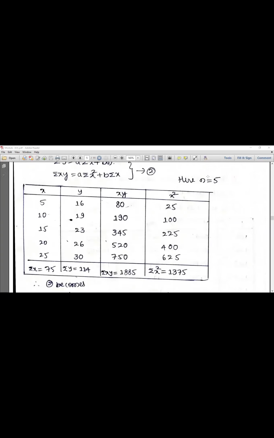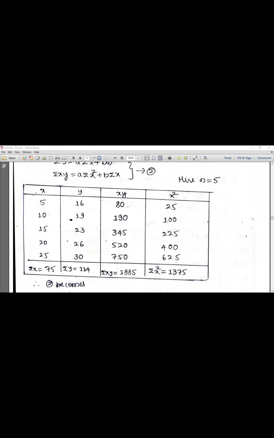I told you how n is 5. See, one value, this is the second value, this is the third value, this is the fourth value, and this will be the fifth value. So he has given 5 values. Therefore the value of n is 5.